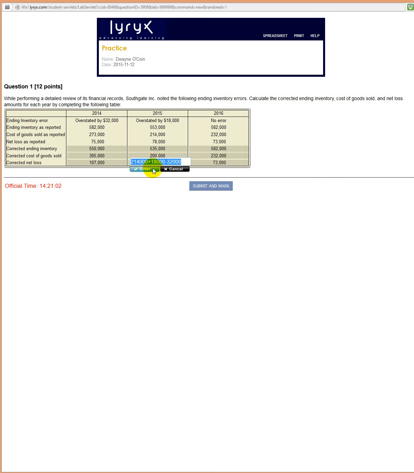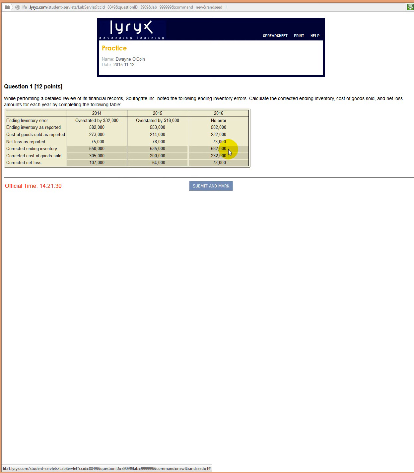The effect on the cost of goods sold expense will be the same as the effect on the net loss. So if we're increasing the expense for 18,000, that increases the amount of the loss. We're decreasing the cost of goods sold expense for 32,000 from the previous year. It decreases our net loss this period. So take the 78,000 and we add the 18,000 and we subtract the 32,000 to get 64.